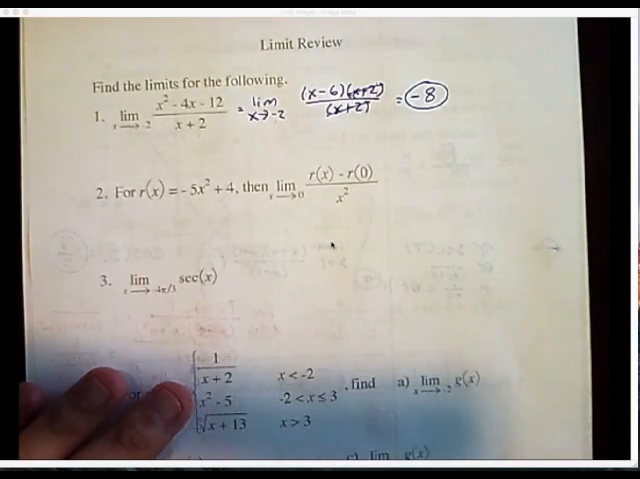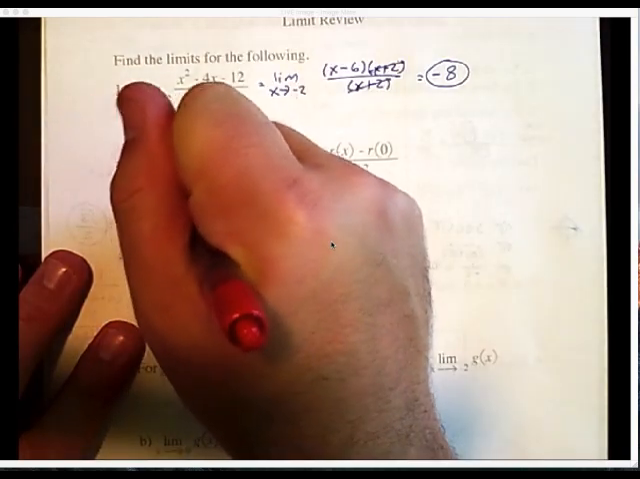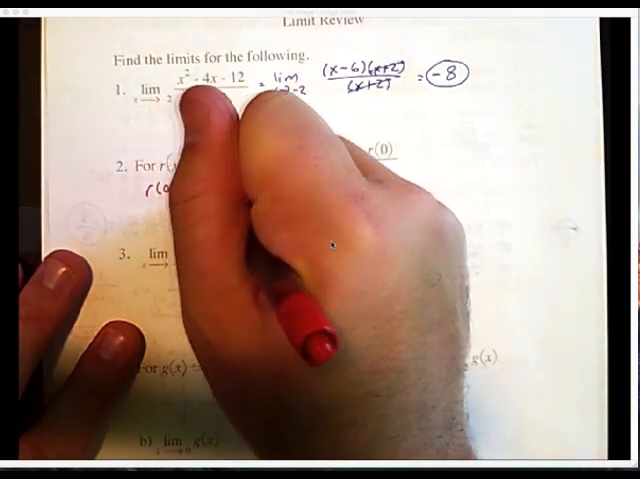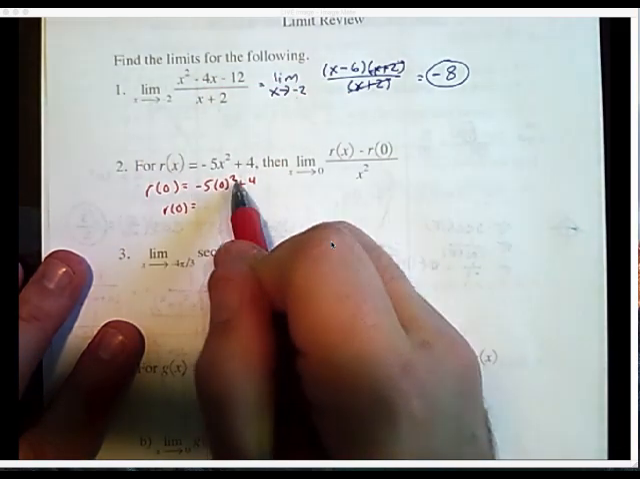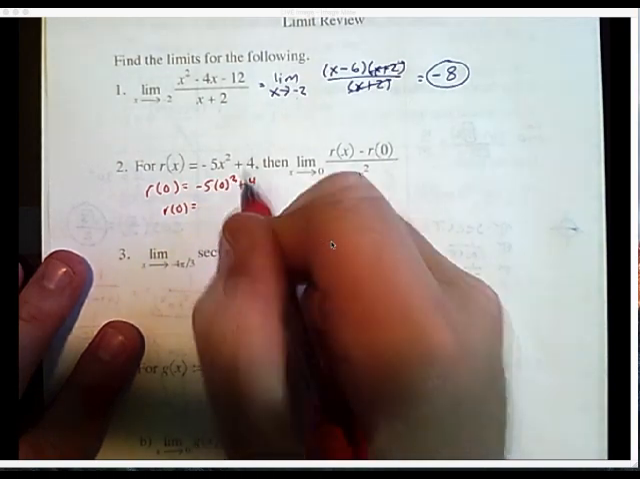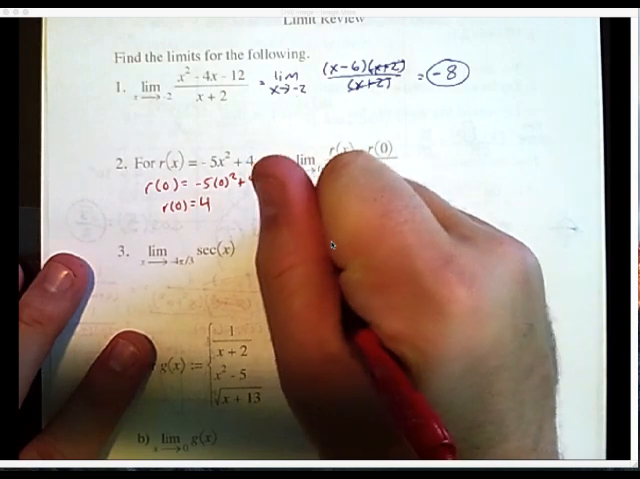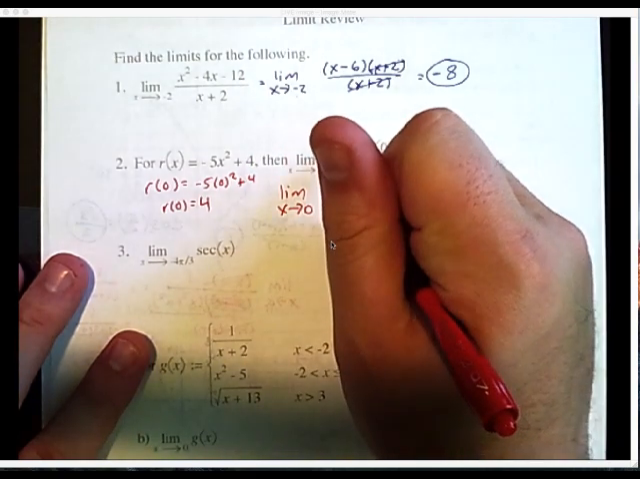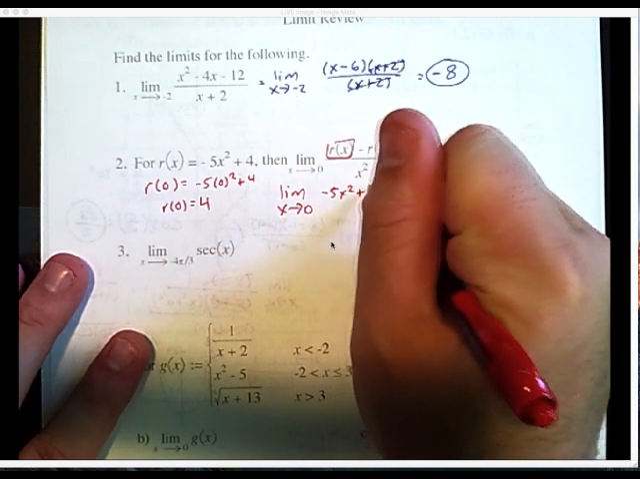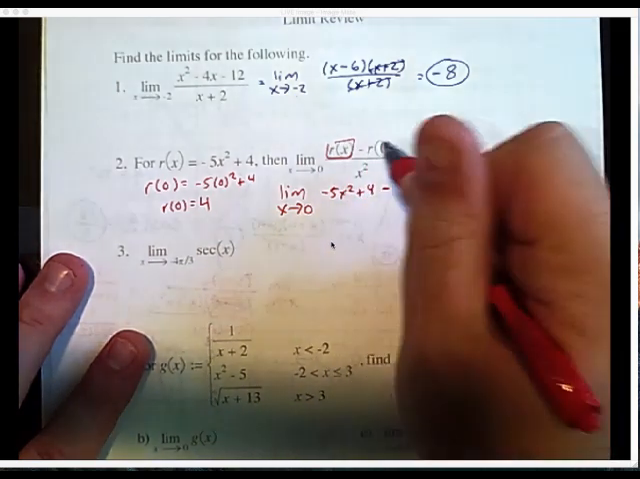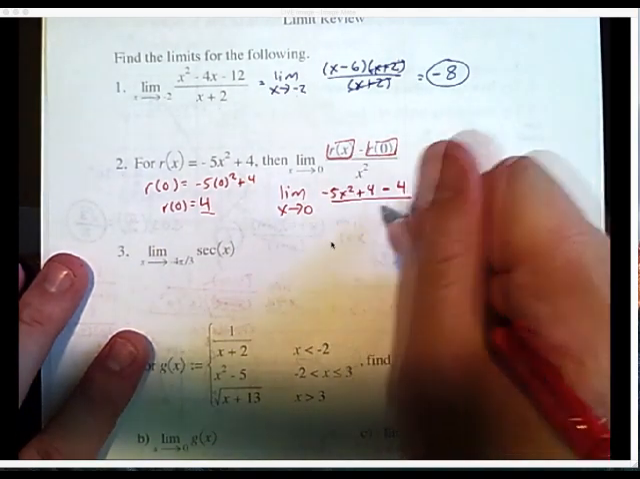Okay, number 2 was just like the problem we just did. Okay, if I figure out what r of 0 is, negative 5 times 0 squared plus 4. 0 squared is 0. Negative 5 times 0 is 0. So this is simply going to be a 4. I can rewrite this. I can make a substitution for r of x. That's the same thing as negative 5x squared plus 4 minus r of 0 is simply 4 all over x squared.